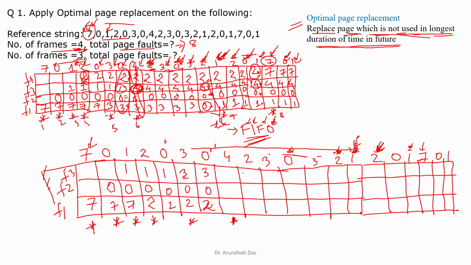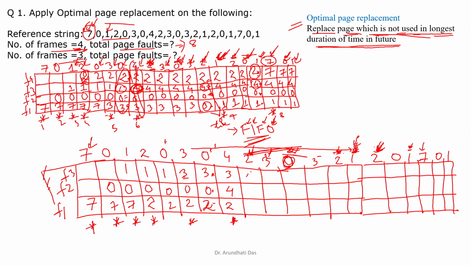And where will 4 be placed, which will be replaced? 2 is used here, so I will not replace 2. Again 3 also is requested soon, then 0 is requested. So you see out of these 2, 3 and 0, which one is not used for the longest duration of time? 3, because before 3 comes 0, okay, before 0, 3 is requested sooner, and before 0 even 2 is requested sooner, right? So I will be replacing here 0. 4 3 2.